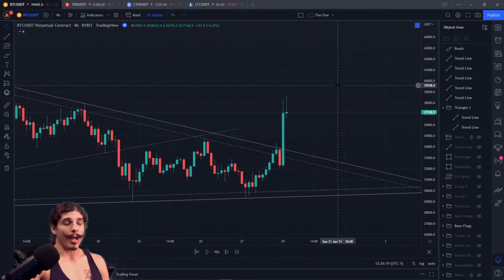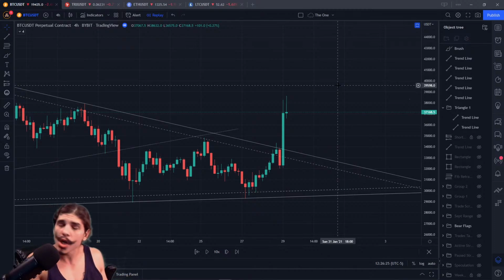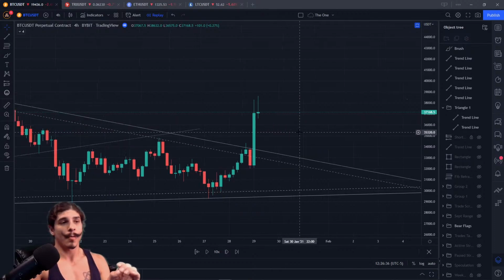So we see this here and we're like, oh my gosh, it's breaking up. I've got FOMO. I don't want to miss profits. No. We are not FOMOing. That is a huge move that's already played out. We need to be very cautious of that. What we need to do now is wait for a retest.